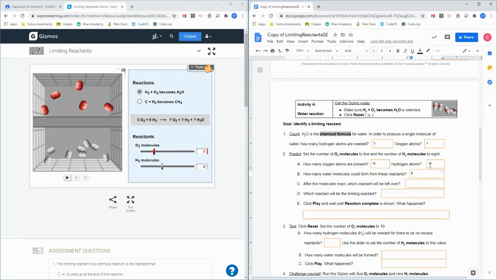Got to think a little bit here, right? So we need 2 hydrogens for every oxygen. So the most water that we could make would be 8, out of these 16 hydrogens, 8. We have more than enough oxygen, but we can only make 8 waters out of these 8 hydrogen molecules, or 16 hydrogen atoms. After the molecules react, which reactant will be left over?